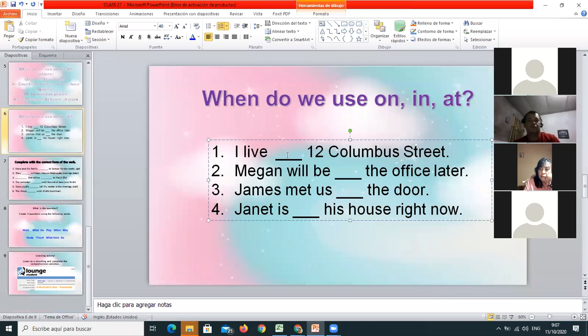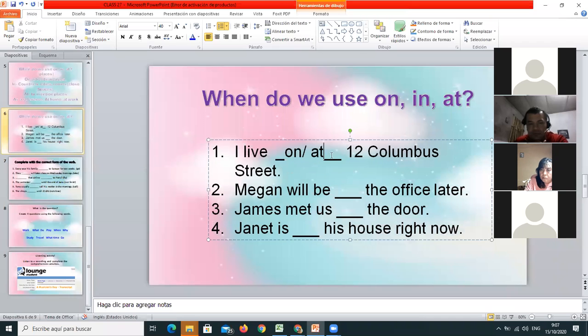Columbus Street. At where? I live on Columbus Street. And even in this case, we could use at because we are very specific, using 12 Columbus Street. You mentioned the number, so you can use at. If you focus on the word street, then you can say, I live on Columbus Street. But we have a number, it's more specific, so you can use at as well. At 12 Columbus Street.